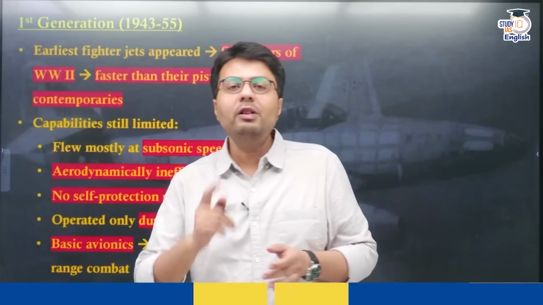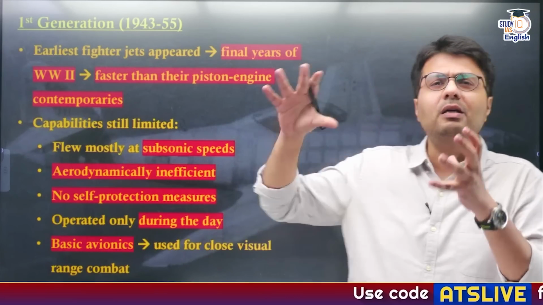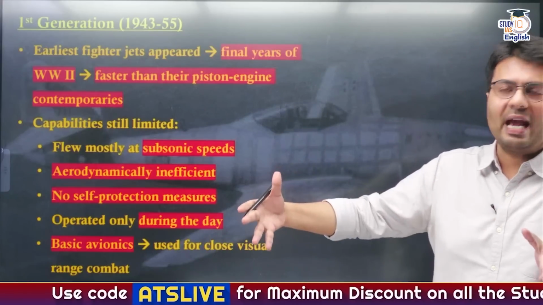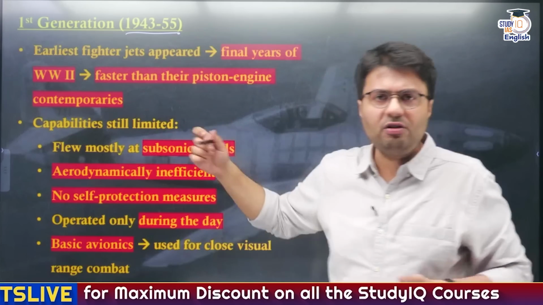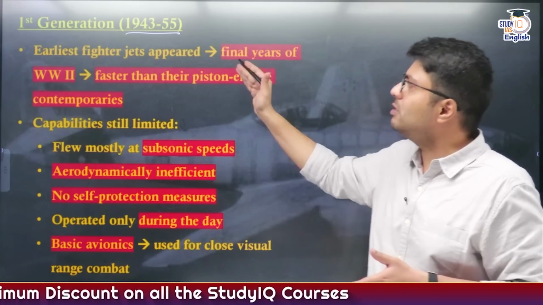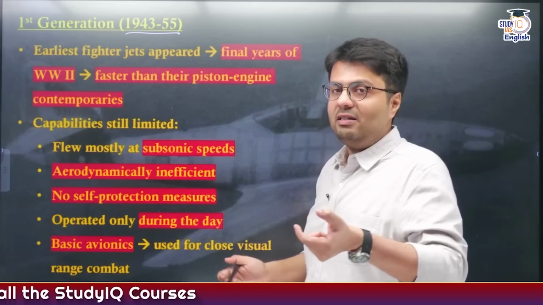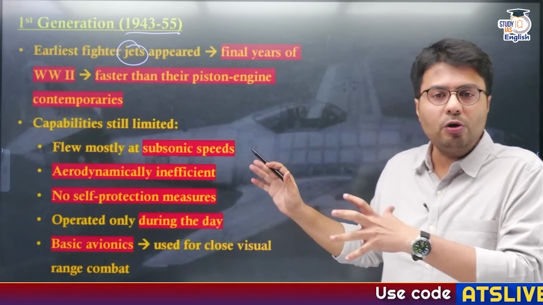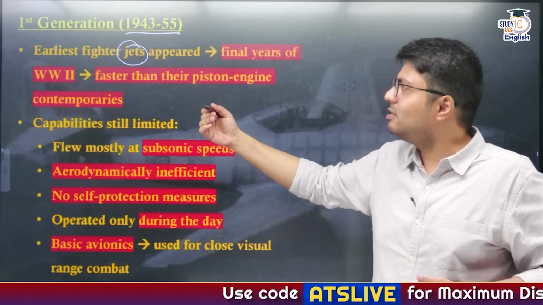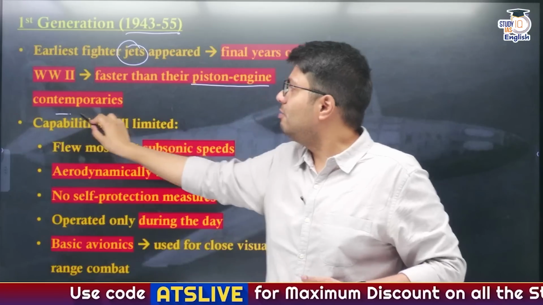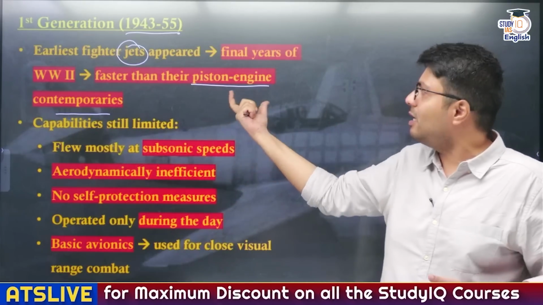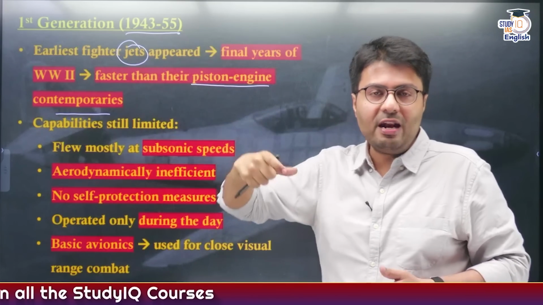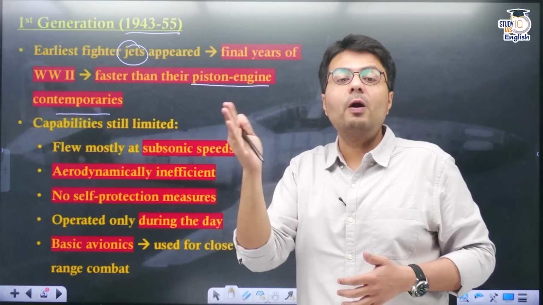We'll start off with the first generation fighter jets that appeared around the time when World War II was going to an end and in the subsequent decade, right? This was the time of 1943 to 1955, and this was the time when the earliest fighter jets appeared, and these were powered by jet engines, and this was the final year of World War II. And these earlier fighter jets were somewhat faster than the previous generation fighter aircraft that employed a piston engine configuration. So these were the first instances where fighter aircraft were powered by jet engines.